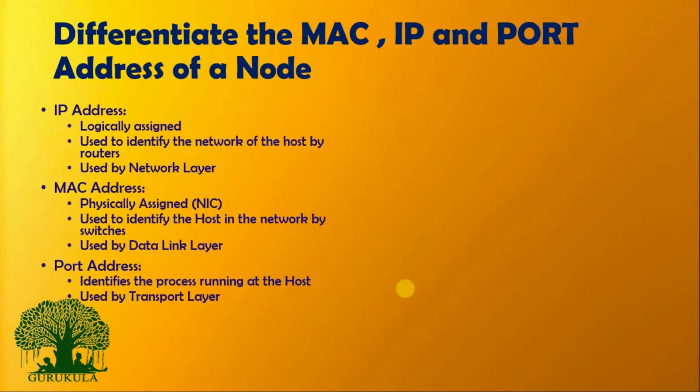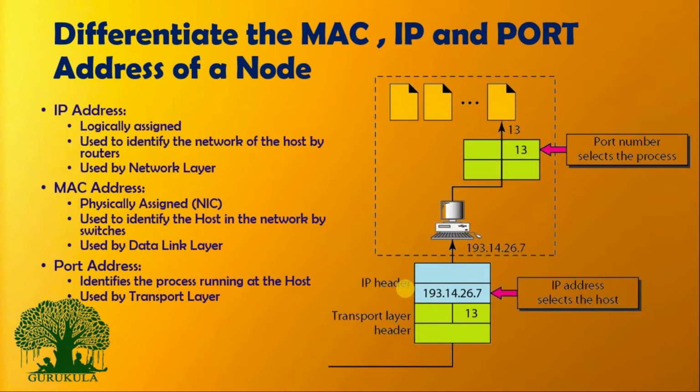connected on the internet. So IP addresses, this address is logically assigned to a particular node, which is used to identify the network on which that particular host is connected, and it is especially used by the routers. Routers will understand only the IP address, and the routers operate on layer 3 of the OSI model, and it is used by the network layer, that is the third layer of the OSI model. And then once the network is identified, the router will deviate or redirect the packet to that particular interface.